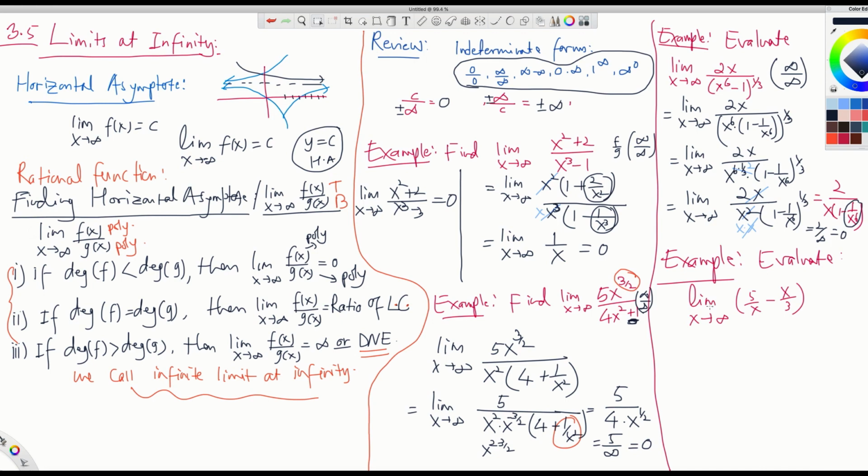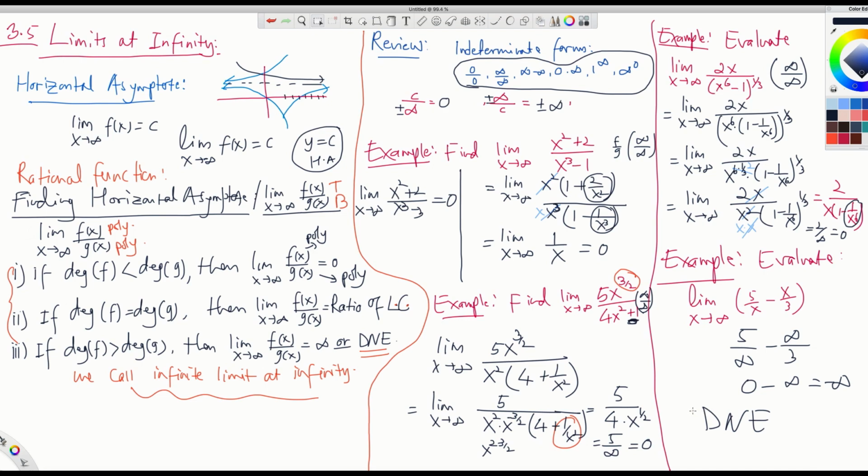Okay, next here, let me plug in the limit directly. What do you get? 5 over infinity, right? This is what you will get: 5 over infinity minus infinity over 3. What do you get? 5 over infinity is 0, minus infinity over 3 is infinity, so basically negative infinity. So you don't get the indeterminate form. So that is the final answer. So the limit does not exist, because the answer is infinity.